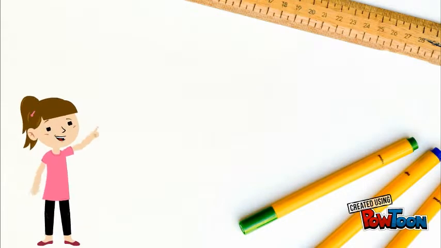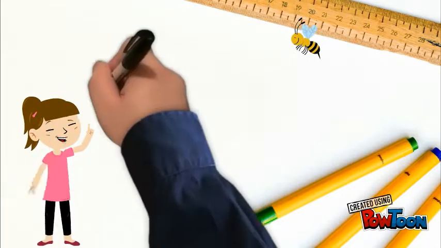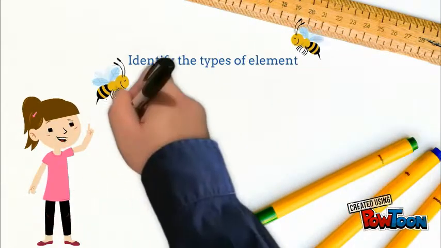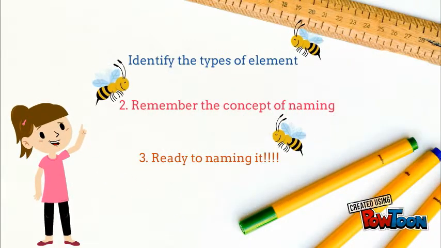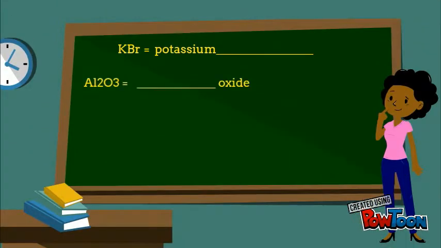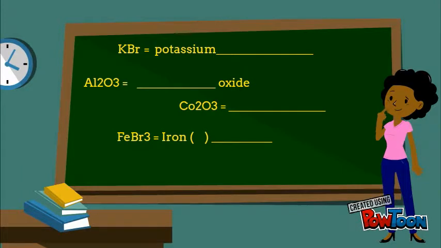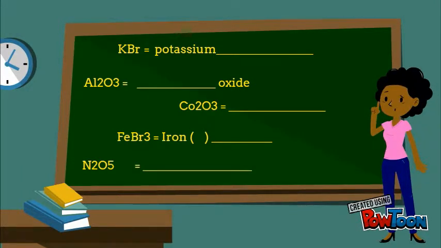So now, let's try a few questions to test yourself. Before we start, please remember these few things. Number 1, you need to identify the element first, remember the concept of naming, and you are ready to name it. So, shall we start now? We have about 5 questions to be answered. I will give you some time to try to answer them. Once you have done, let's check it together.